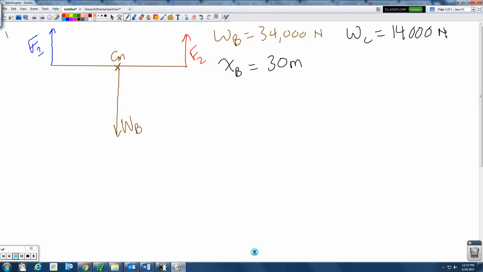And we know its position is 30 meters from one end. So this whole thing, oh, I wrote this wrong over here. The length of the bridge is 80 meters. I'll fix that. Okay, and then we'll say the position of the car, I'll pick an end. I'll say the car is here.